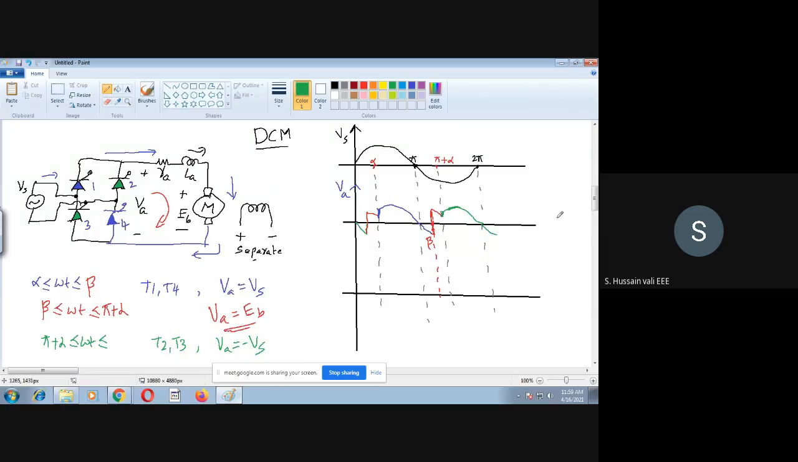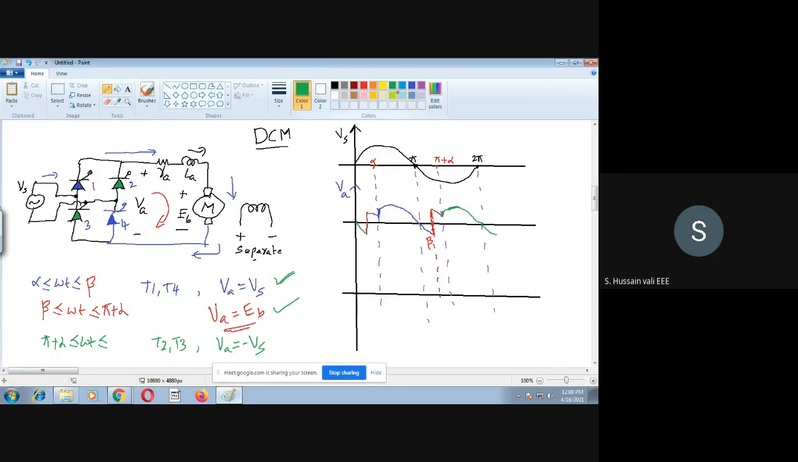Like in the continuous conduction mode, you have only one duration for the entire cycle. But here, if you see, in the entire cycle you have two durations. One is from alpha to beta, the other one is beta to pi plus alpha. During alpha to beta, va is the same as vs, whereas during beta to pi plus alpha, va is equal to eb, that is back emf. This is about the output voltage in the discontinuous conduction mode.